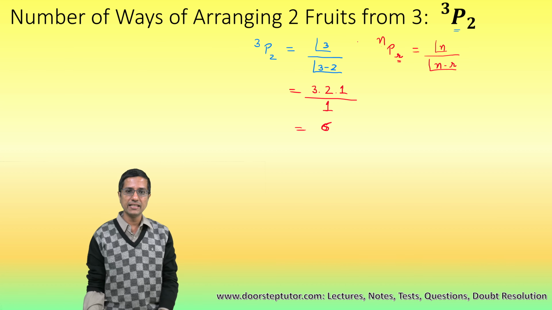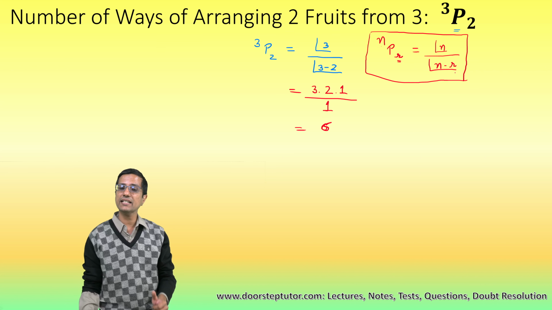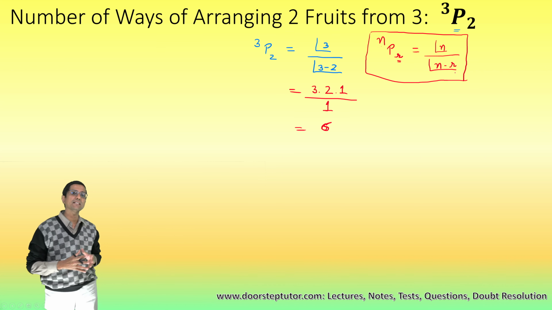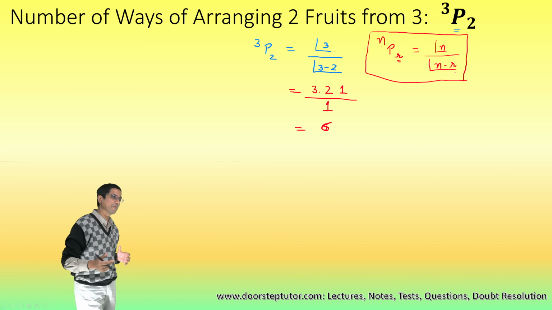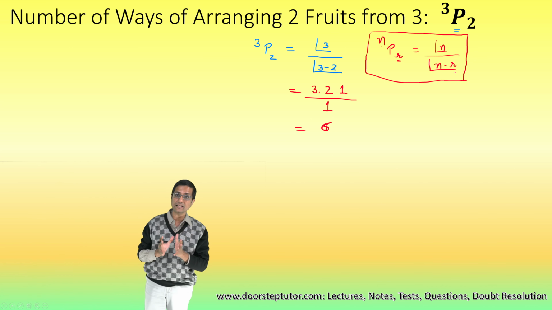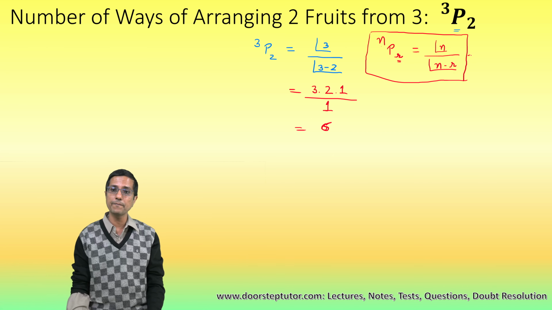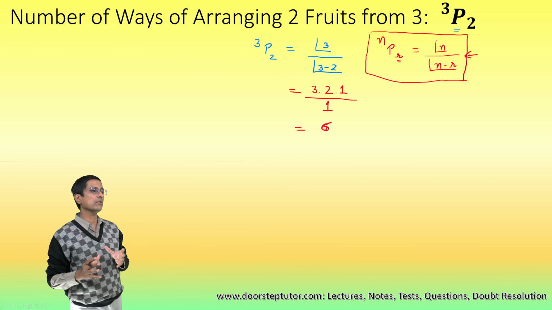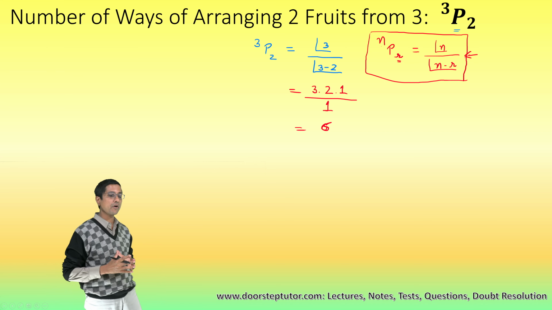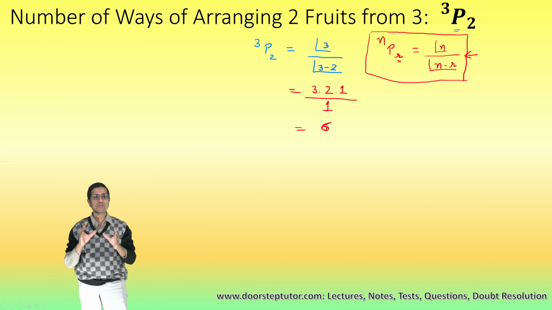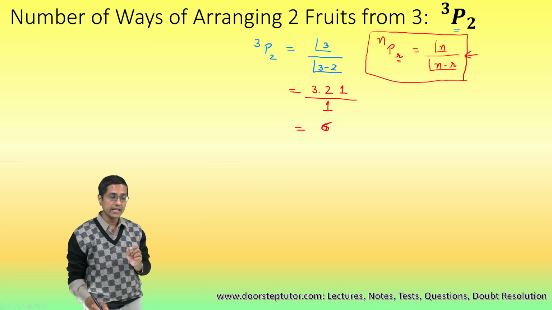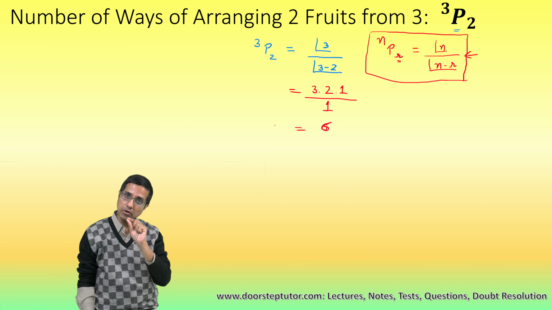In general, this is the formula nPr. Again, this formula we will be deriving in the next class, and we will be understanding the properties of combinations and permutations, what the various properties are, in the next class. But in the meanwhile, once we have learned this formula, remember it and try to solve some numericals. Go over to DoorstepTutor.com and start practicing numericals. And we will be solving numericals based on this formula.